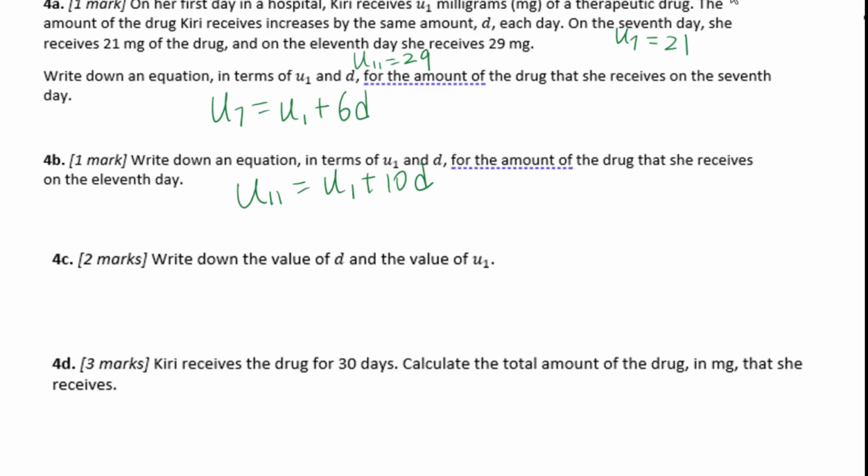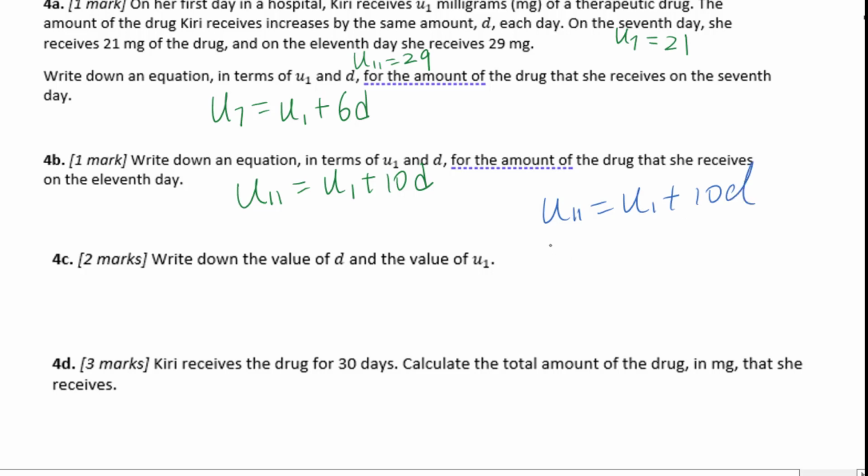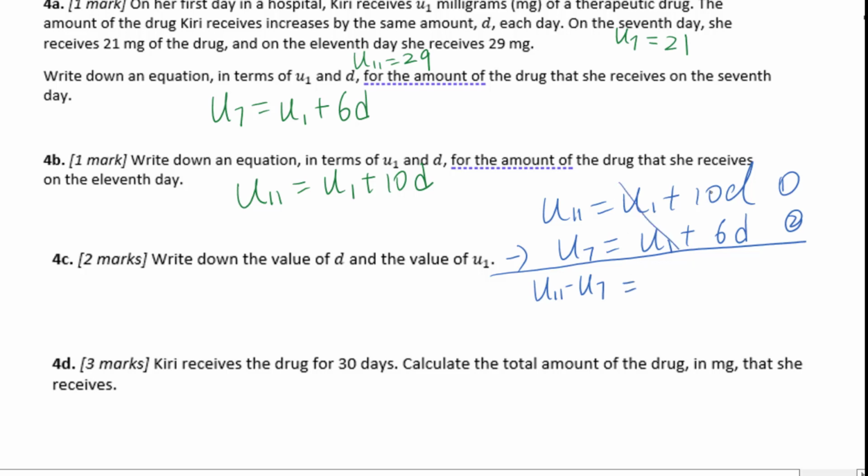Let's go to 4C. Write down the value of D and the value of U sub 1. We've got these two equations. U sub 11 equals U sub 1 plus 10D. U sub 7 equals U sub 1 plus 6D. This is the first equation, second equation, we will do subtraction. We get U sub 11 minus U sub 7. Cancel these two. Equals 10D minus 6D, which is 4D.